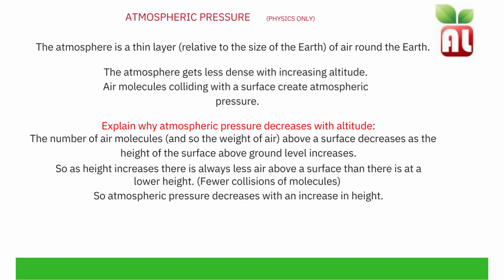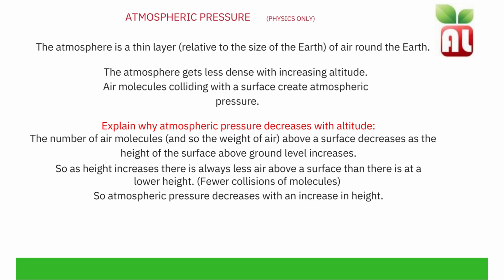Atmospheric pressure. The atmosphere is a thin layer, relative to the size of the Earth, of air around the Earth. The atmosphere gets less dense with increasing altitude, as there are fewer particles above. Air molecules colliding with the surface create atmospheric pressure.